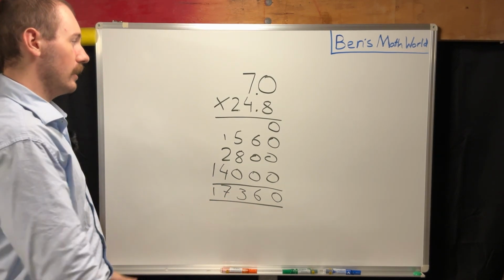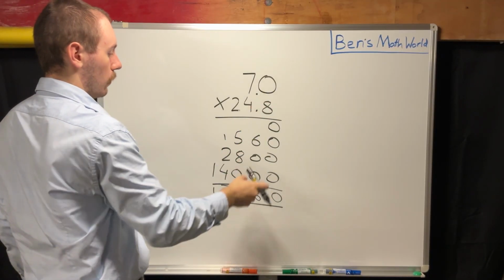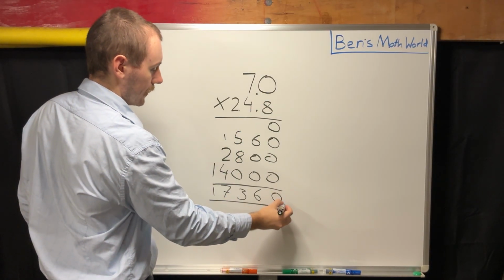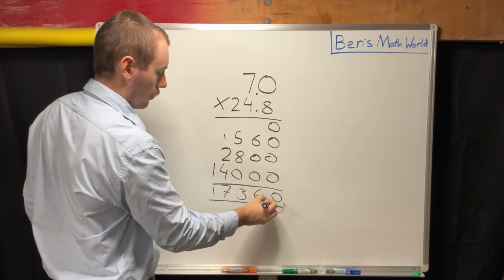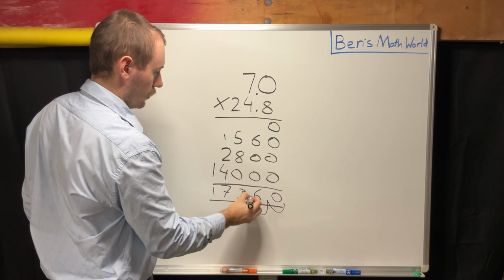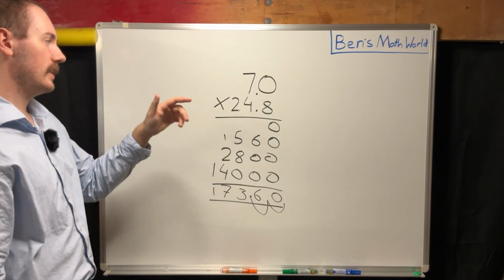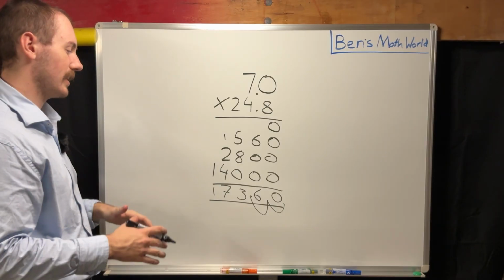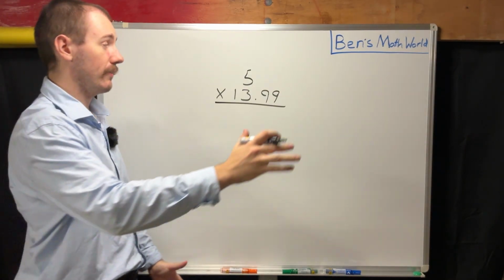So now our answer is 17,360, okay? Remember, we're going to count the amount of digits after the decimal, 1, 2, and we're going to come back here with our invisible decimal, and we're going to move forward twice. 1, 2. So there we have it. 24.8 times 7 is going to be 173.6.